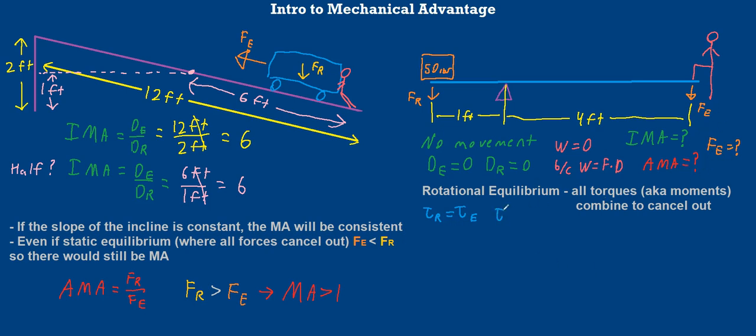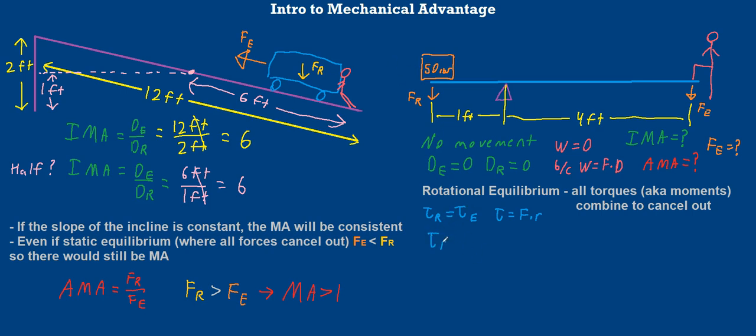Remember, the formula for torque is force times a radius, and we have a radial distance of 4 feet, and we have a force effort. So if we can just find what our torque is, then we can find what our effort force is. And we already know that our torque is equal to our other torque, and we have everything we need to solve for our torque resistance.